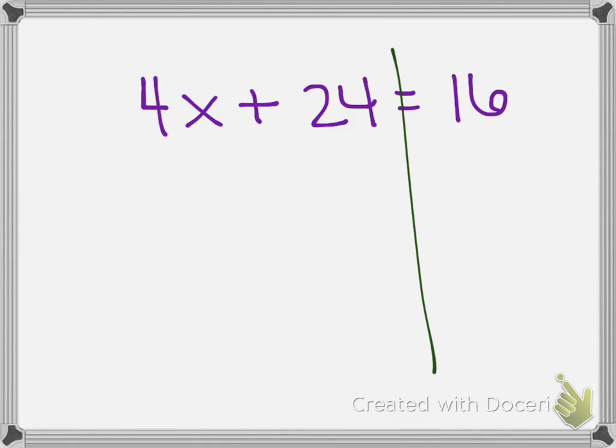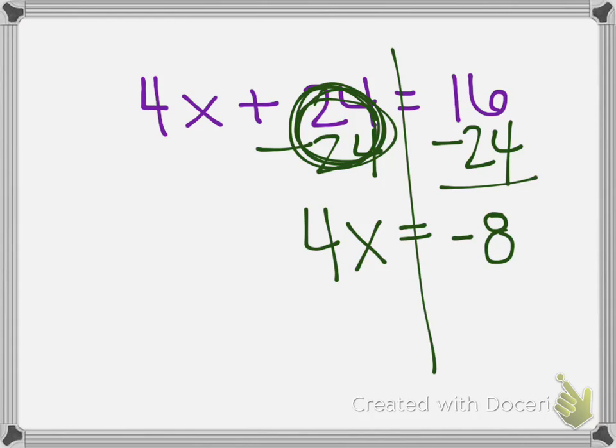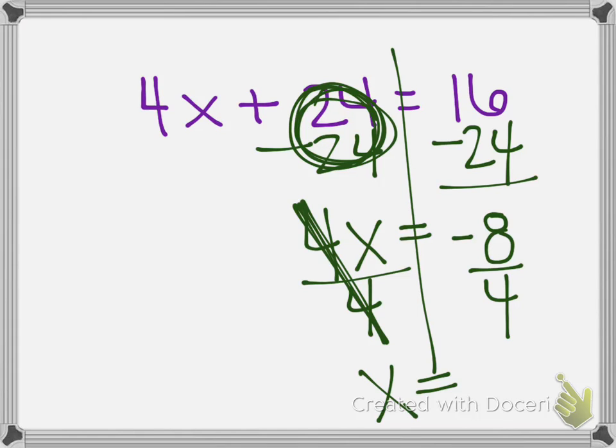Okay, here, the x wants to be by itself. Get rid of the 4 and the 24. We're going to get rid of the 24 first because 24 take away 24 is 0. 4x equals, that's negative 8. The 4 is timesing, so I divide it out to get rid of it. 4 over 4 is 1. And we got x equaling negative 2.